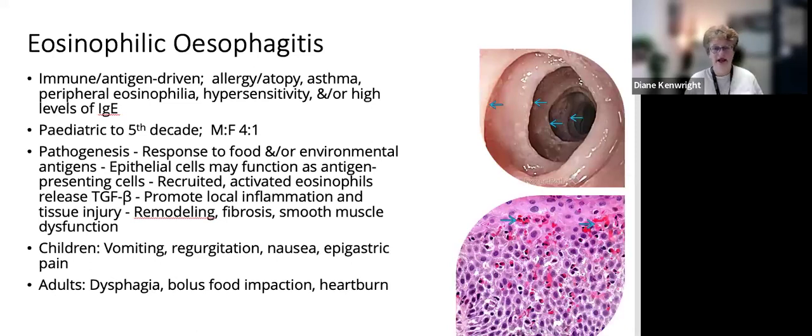Eosinophilic esophagitis is increasing in number. It has increased a lot in the past 20 years. It's immune antigen driven, so people are allergic to something. Often it occurs in people with asthma. It's characterized by a peripheral eosinophilia, hypersensitivity, and high levels of IgE. It's particularly prevalent in children and occurs in younger adults. It occurs in men more than women, which is unusual for an immune disease, but this isn't an autoimmune disease. This is an allergy-driven disease.